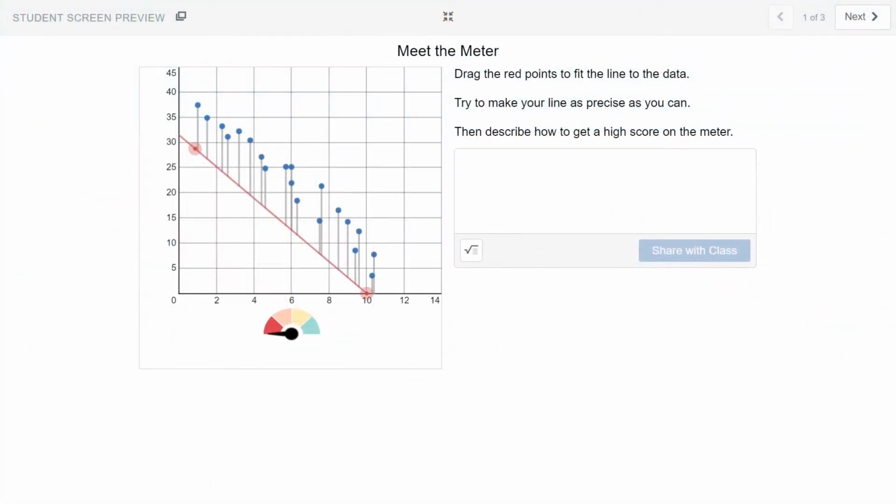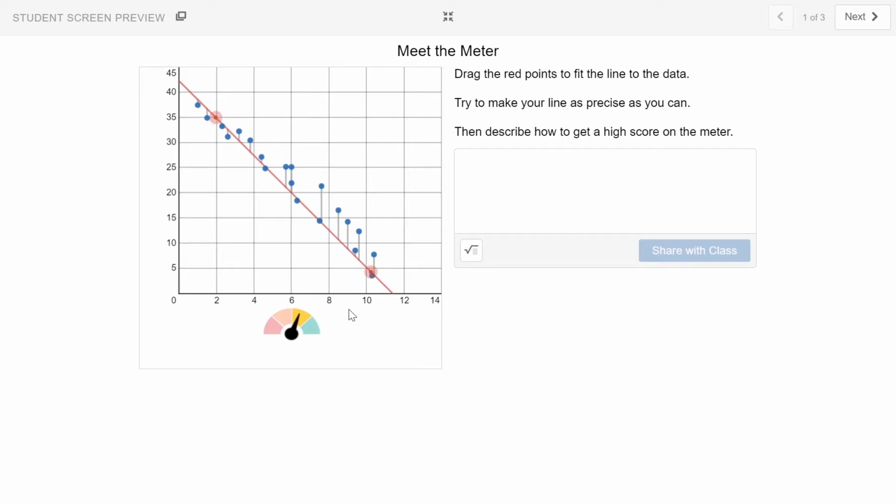Here's a Desmos activity called Fit Fights. Right now we have a red line, and I can move both of those points and all these blue data points. This meter down here will tell me how good my line fits that data. Right now, not so good, down in that red zone. So let's see if we can improve that a little bit. I'm going to try and get this red point a little bit closer to some of those blue points. Ooh, that moved me into the orange. And then maybe move this red point to be closer to some of these blue points. Ooh, now I'm in the yellow.